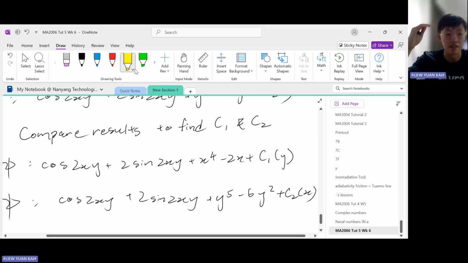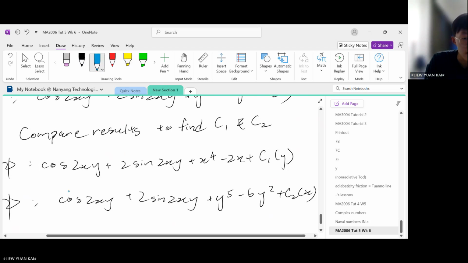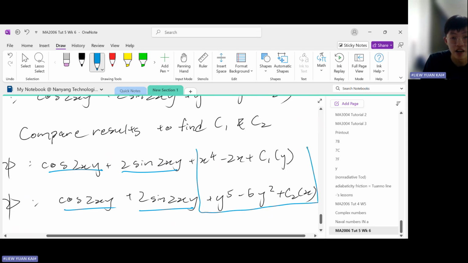I want you to look at the first equation of psi and the second equation of psi and see what terms match. Notice that this and this match. Okay, so good. This and this match. Now the difference between these two is this. Everything left behind here is the true difference between the psi at the top and the psi at the bottom.